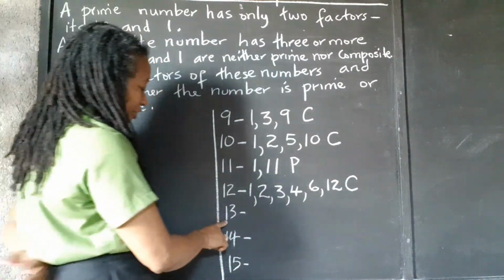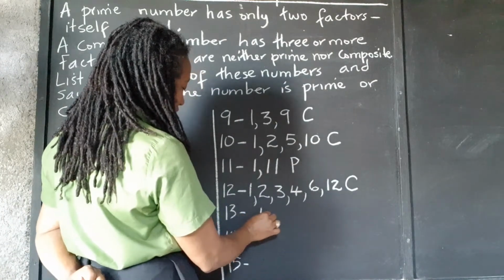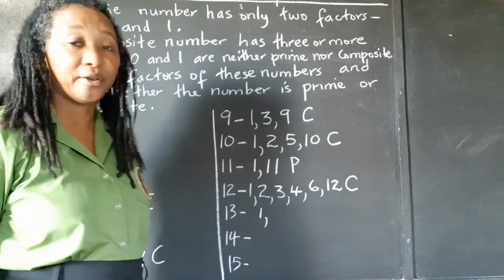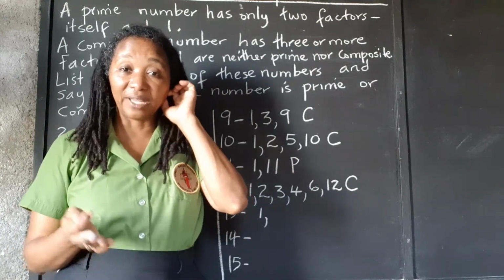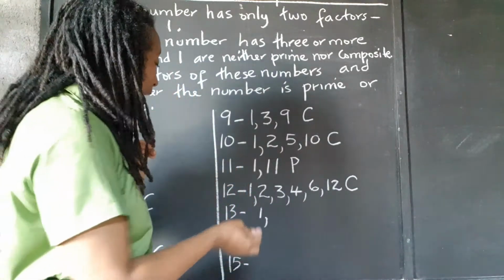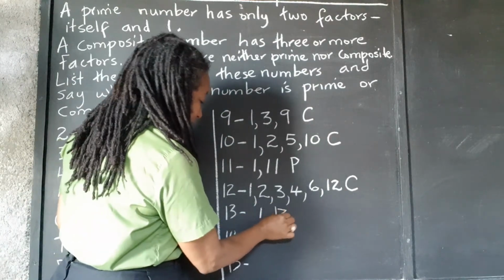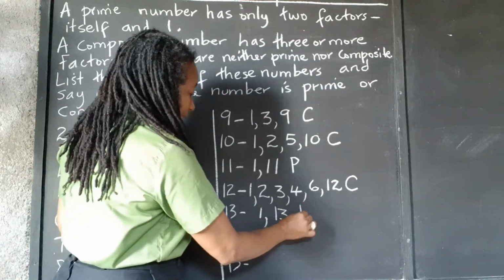Or how about number 13? 1 can go into 13. But there's no other number that can divide evenly into 13 without leaving a remainder, except for itself. So 13 is prime.